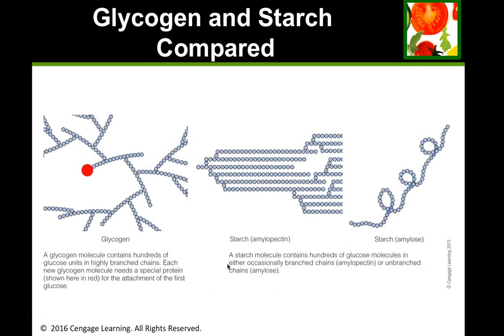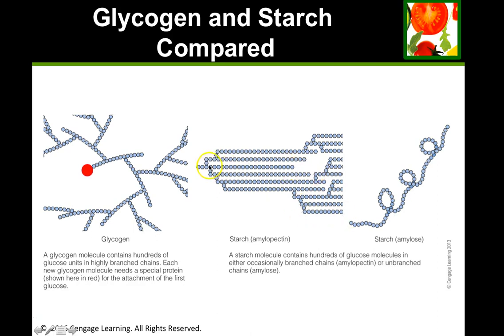So here's a diagram of the way that glycogen and starch are stored in the body and their molecular structure. So this is glycogen. Here we can see hundreds of glucose units in these highly branched chains. Each new glycogen molecule needs a special protein, which is shown here in red, for the attachment of the first glucose. Starch, on the other hand, has glucose molecules in either occasionally branched chains, right here, or unbranched chains, as in this amylose molecule.